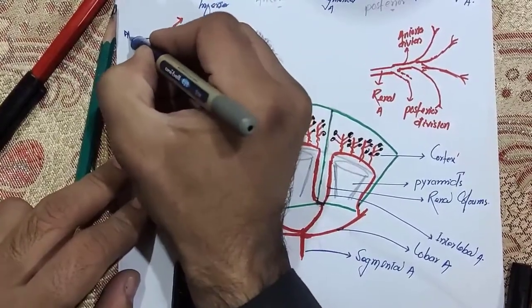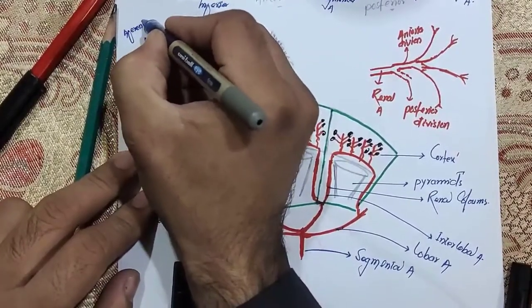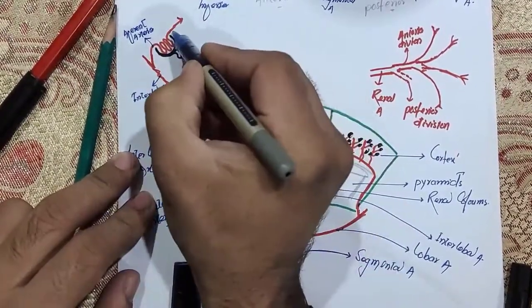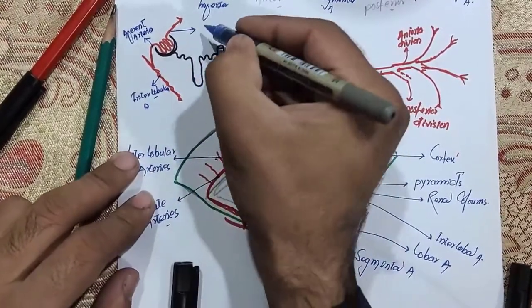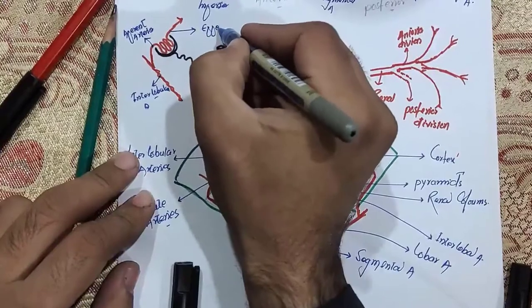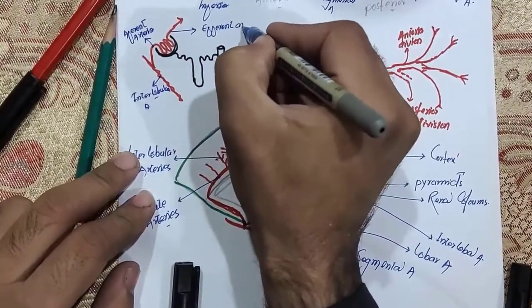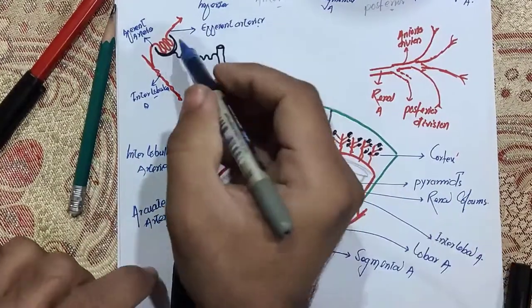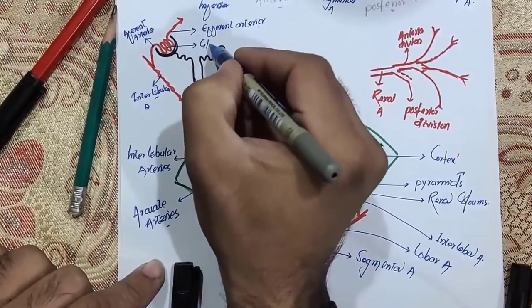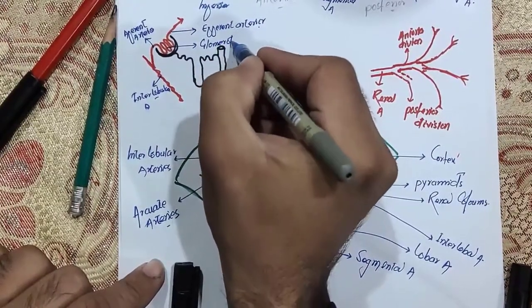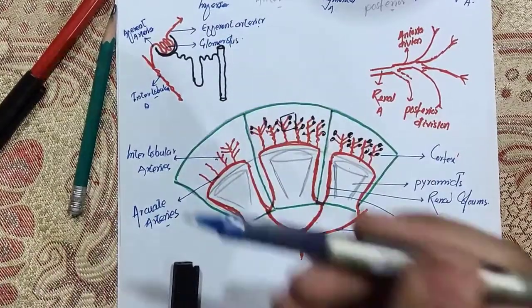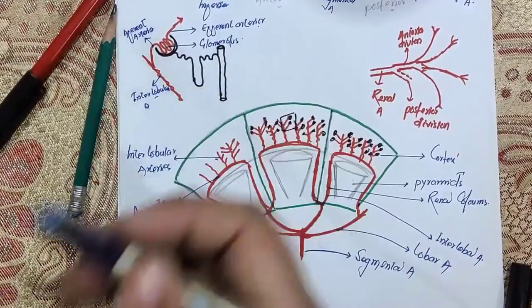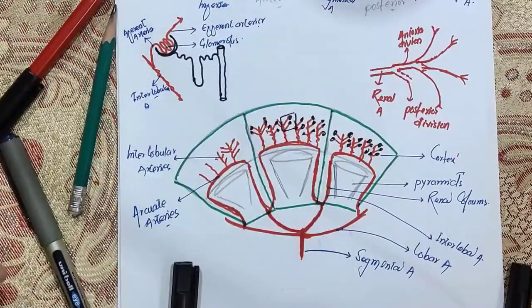And what is this which enters the Bowman's capsule? This is the afferent arteriole, done. And what is this which is leaving the capsule? This is the efferent arteriole, right? And what is this part? This is called the glomerulus, right? There will be filtration of blood, and the filtrate will be taken by the nephron. So this is the nephron.